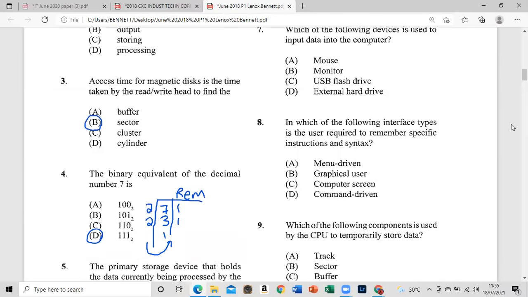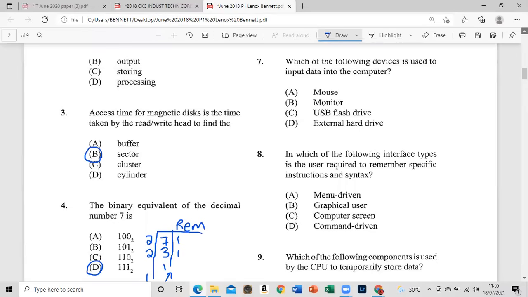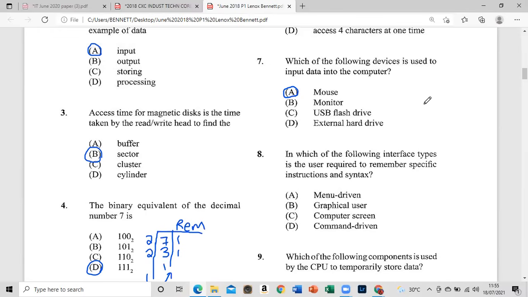Number 7: which of the following devices is used to input data into the computer? And that would be the mouse. This was on the 2020 paper, all right?